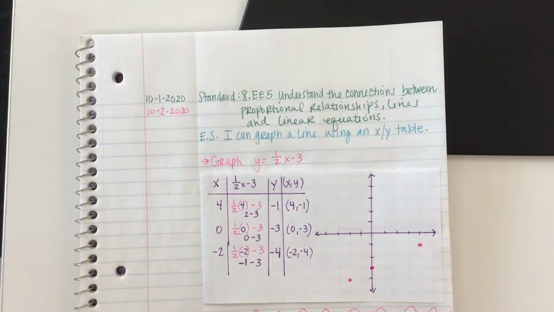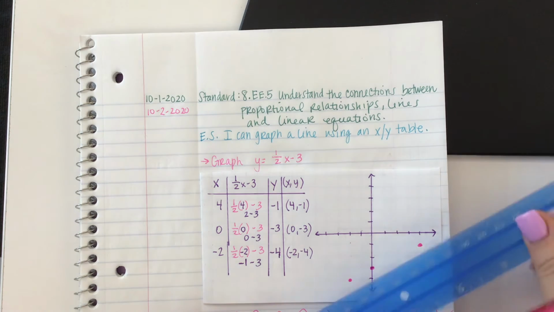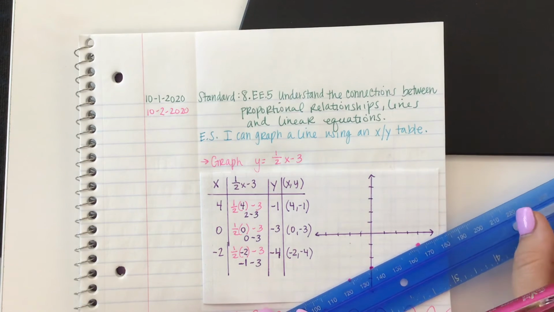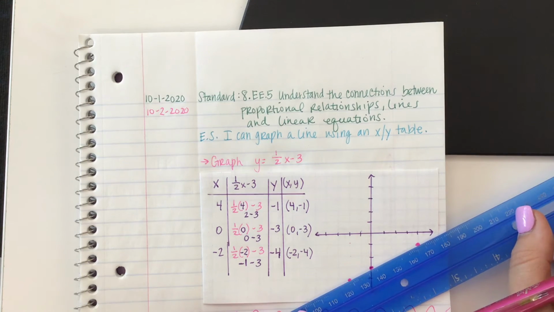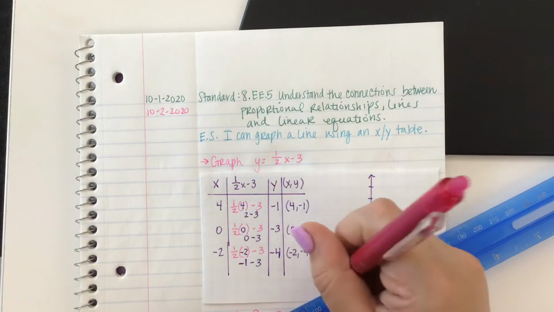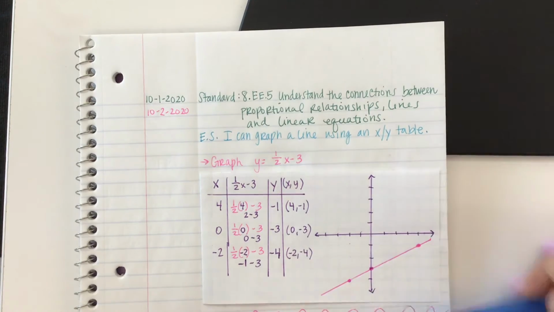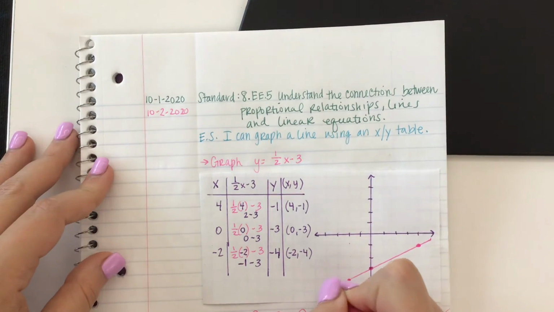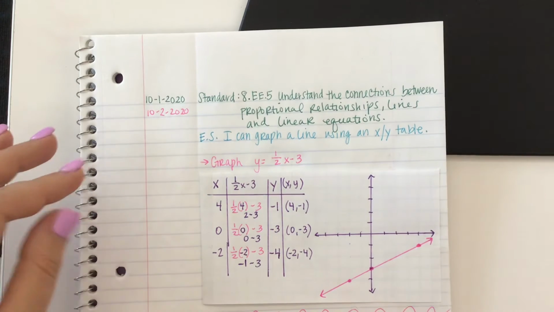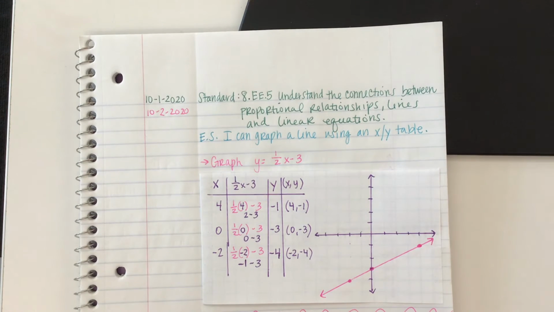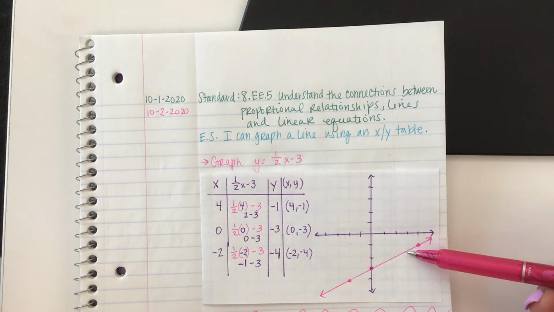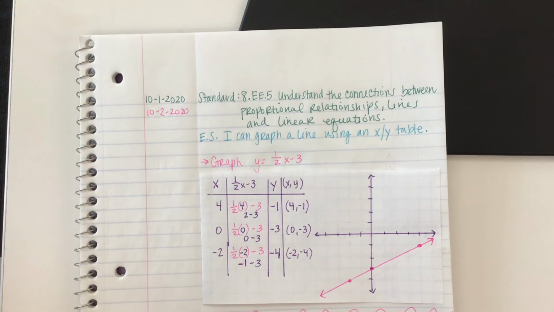Even though my dots are kind of far apart or close together, it's still a pattern. And if I put my ruler down right here, my dots do connect. So then I'm going to go ahead and connect my points. I'm going to draw my arrows at the end because remember, arrows mean it's a line and not a line segment. And I have just graphed y equals 1/2 x minus 3.